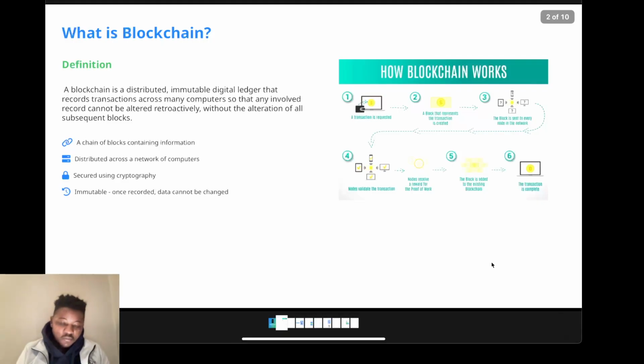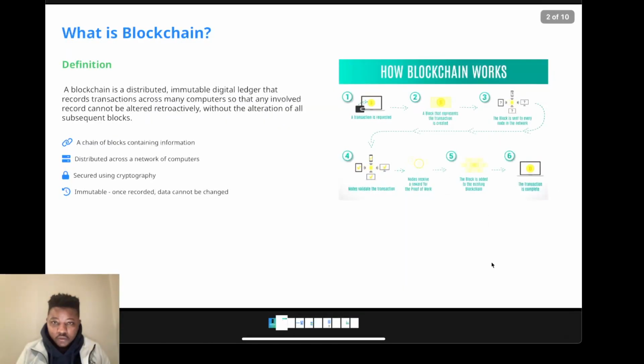What is blockchain? From the definition, blockchain is a distributed, immutable digital ledger that records transactions across many computers, so that a record cannot be altered retroactively without alteration of all the subsequent blocks. So this is blockchain in general.